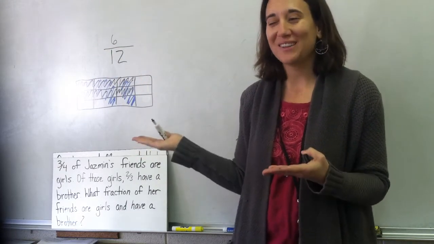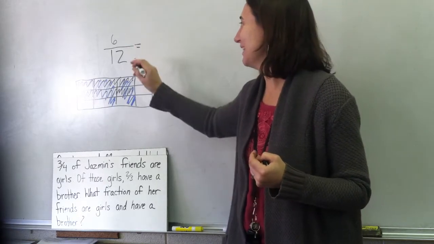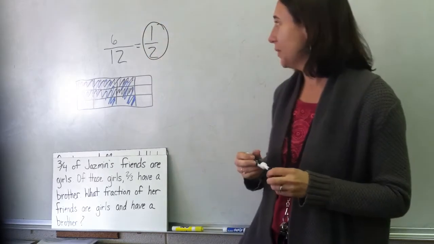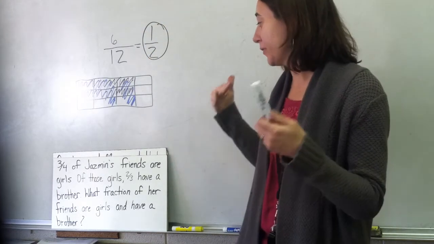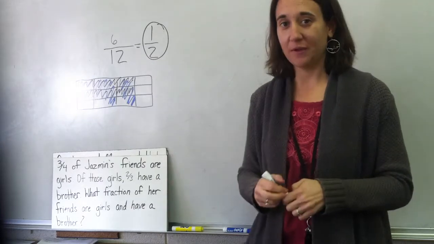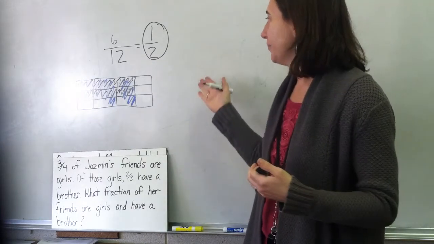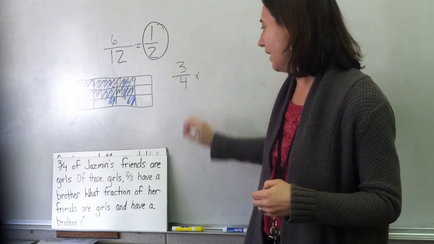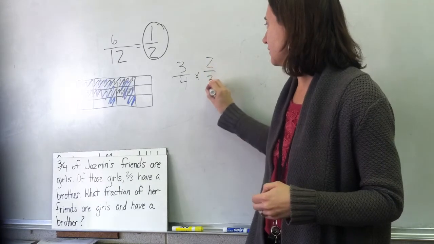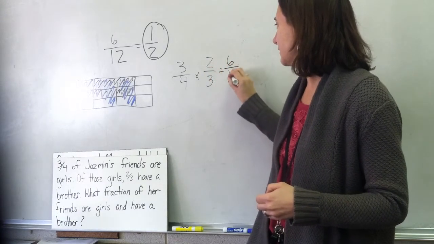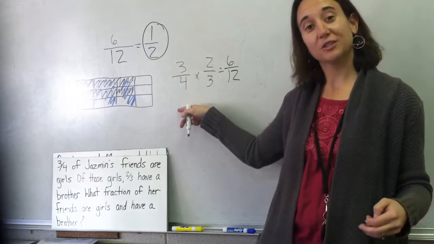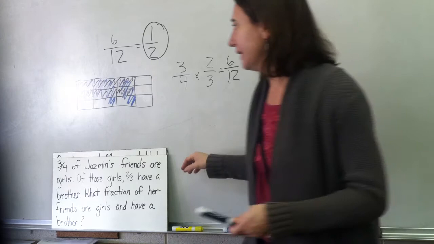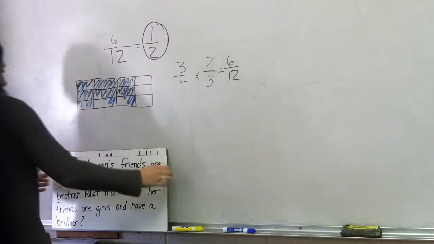Is this in simplest form? No, 6/12 is the same as what? 1/2. Good, that's in simplest form. So 1/2 of her friends are both girls and have a brother. And we can see that with multiplication as 3/4 times 2/3 would give you 6/12. So you can see it both with pictures and with the numerical way that you've learned. Okay? So let's come back to this.